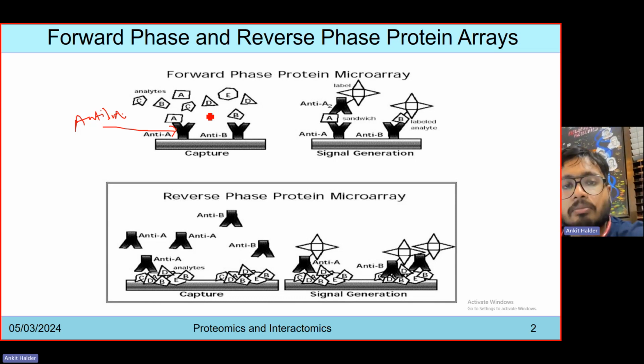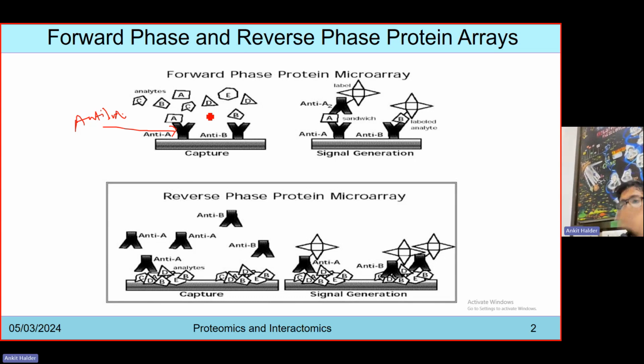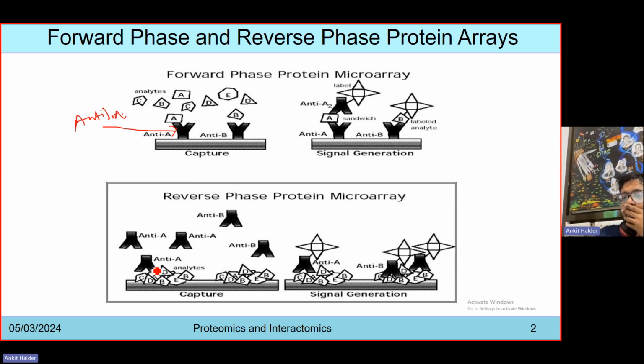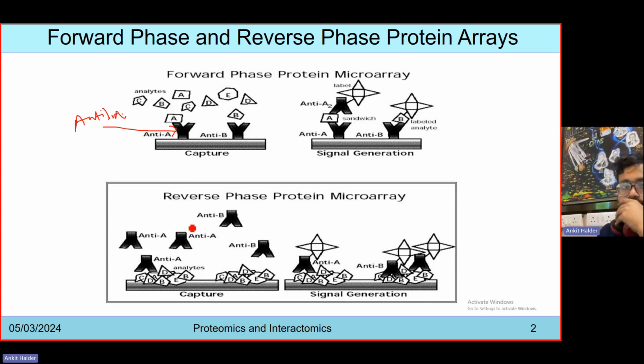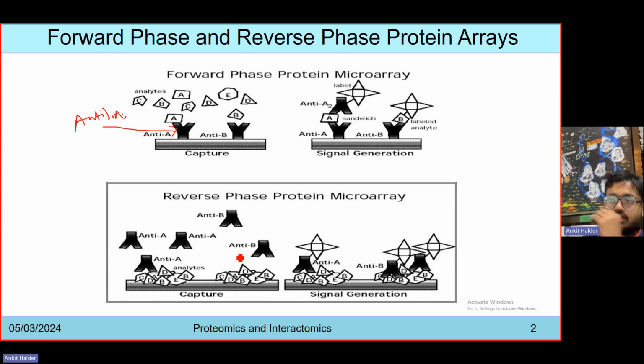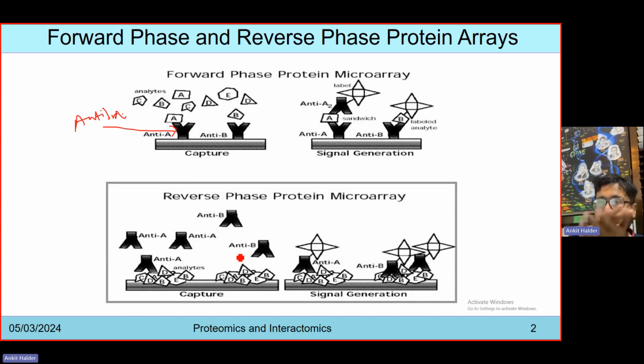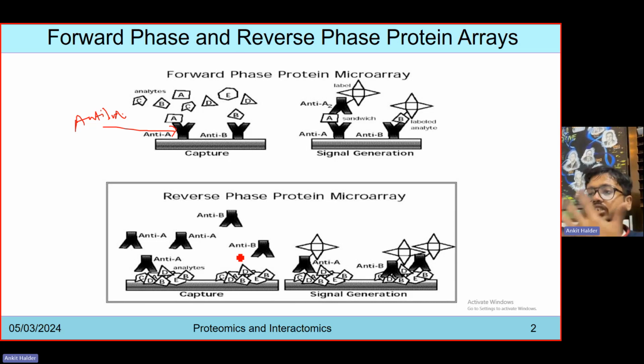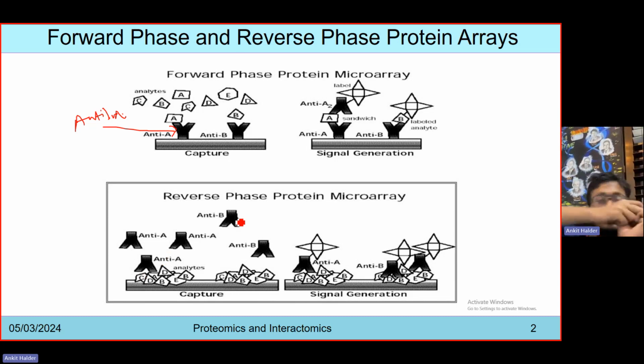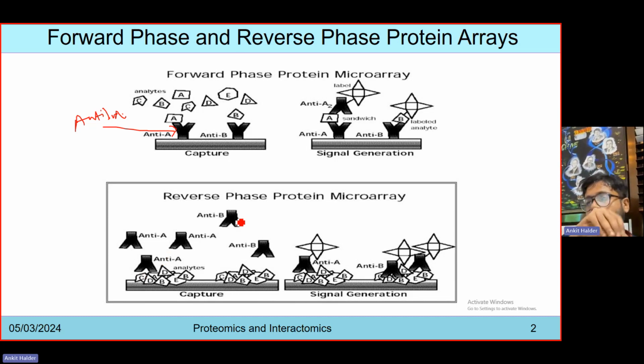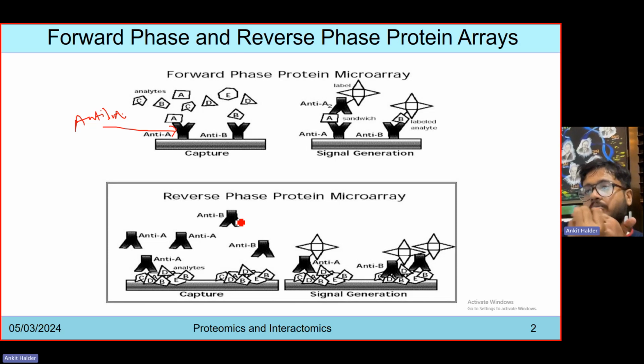But in the reverse phase protein arrays, you need only one antibody and don't need to immobilize any further protein on this membrane, just the cellular lysates or tissue lysates, which will be captured by the antibodies. For whichever antibodies you get a signal, we can monitor that.